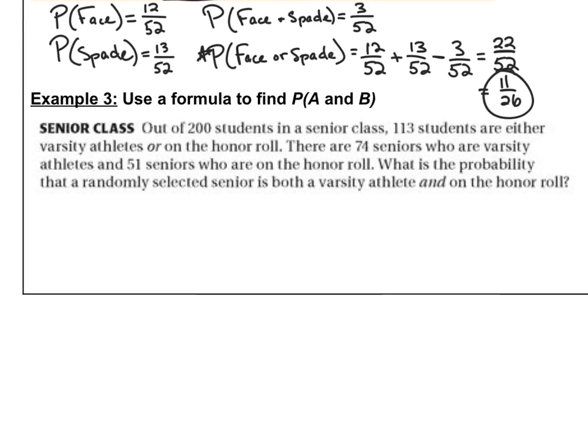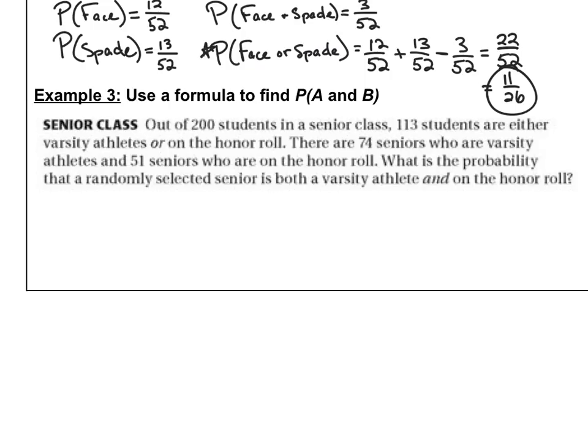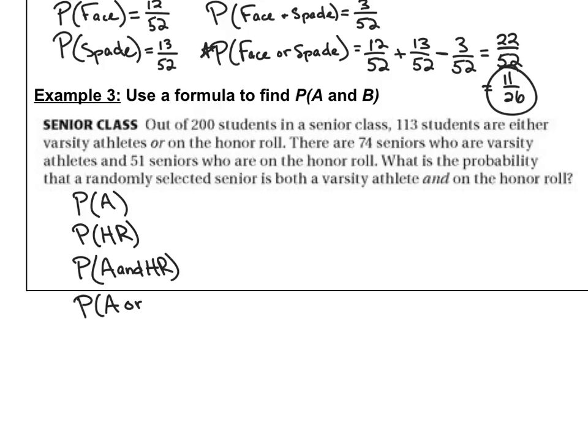Let's put that into further use here. Out of 200 students in a senior class, 113 students are either varsity athletes or on the honor roll. There are 74 seniors who are varsity athletes and 51 seniors who are on the honor roll. What is the probability that a randomly selected senior is both a varsity athlete and on the honor roll? So let's figure out everything we know here. We need the probability that they are an athlete, the probability they are on the honor roll, the probability of an athlete and on the honor roll, and the probability of an athlete or on the honor roll.